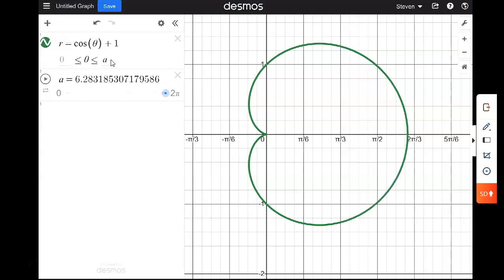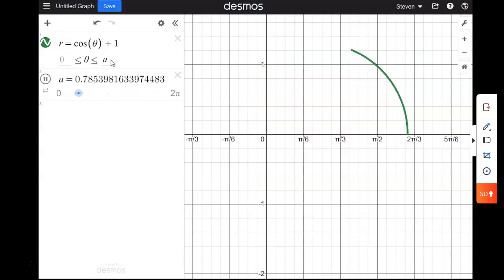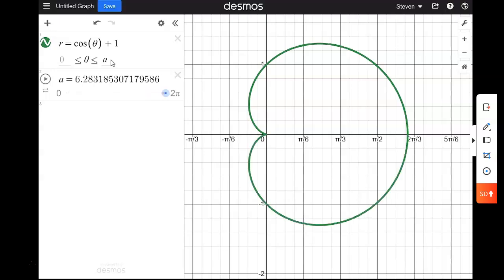Okay. So kind of matching what we did when we graphed this by hand. Of course, you can play it and let it do all that itself if you want. And you get some nice little fun animations there if you want. That's up to you. Okay? But that way you can actually see how the graph is coming about.